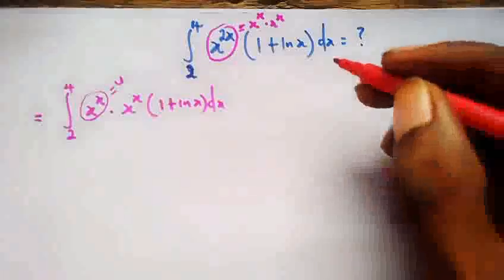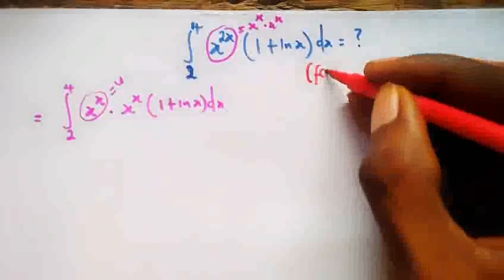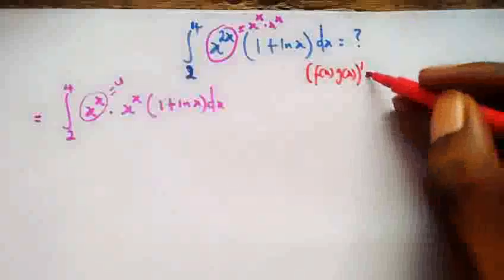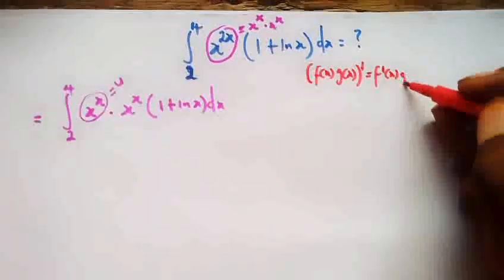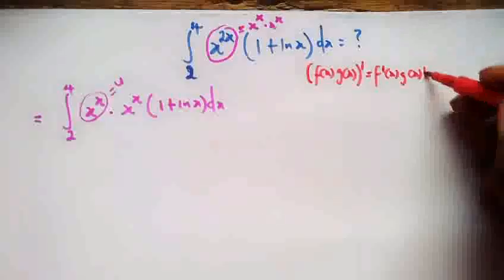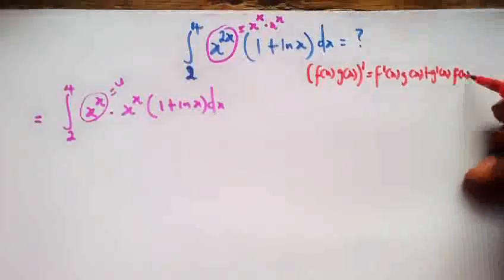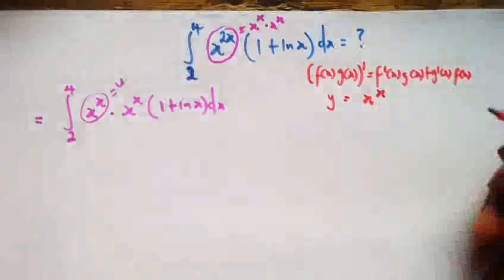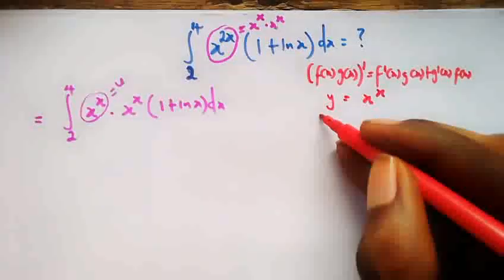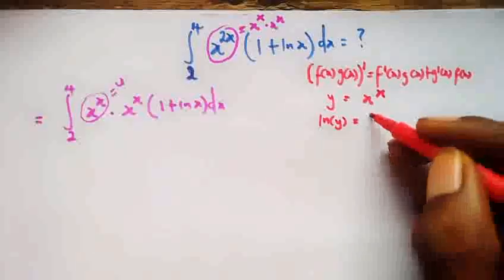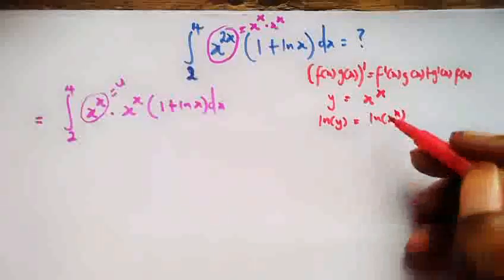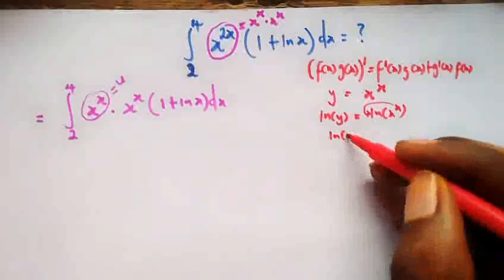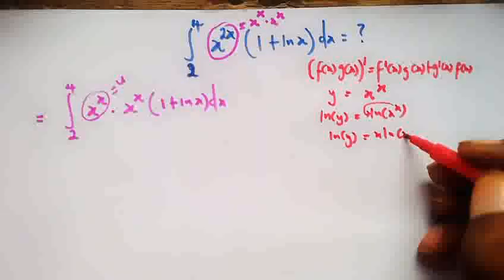What is this product rule? When we have to differentiate two functions like this, f of x times g of x, the derivative is equal to f prime of x times g of x, plus g prime of x times f of x. Now let us say y is equal to x to the power x. Taking the natural logarithm of both sides, we have the natural logarithm of y is equal to the natural logarithm of x to the power x. You know the rule of logarithms, so this x moves like this. So we have the natural logarithm of y is equal to x times the natural logarithm of x.